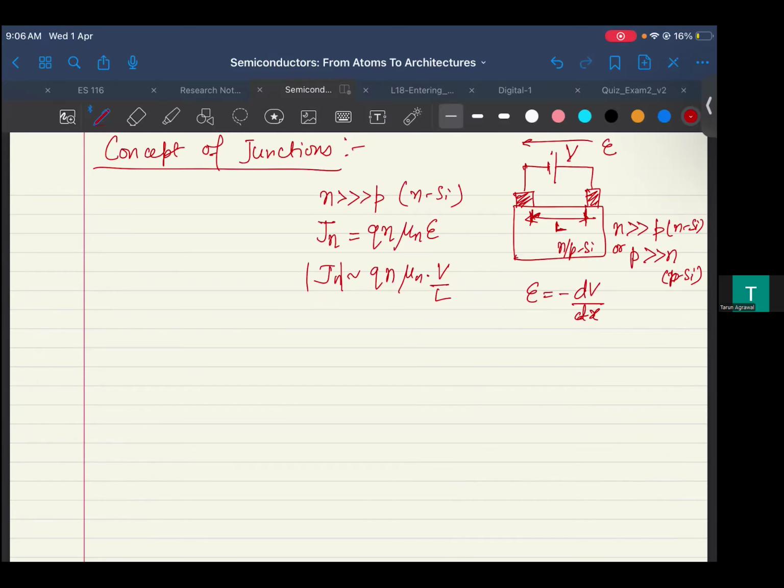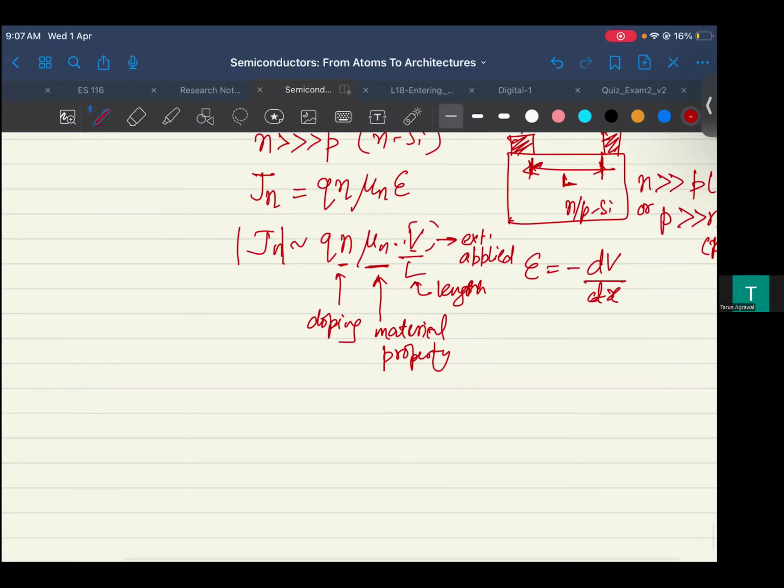So then one can say that now your current depends on your electron density, which is coming largely from doping. There is a mobility, which is a material property, which we have yet to talk about in another video, because it deserves a full video. What is the significance of mobility? And the voltage which we have externally applied, and whatever is the length of the semiconductor, that is the scenario we are in.